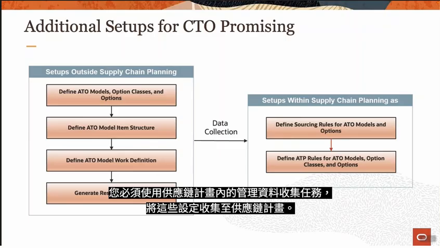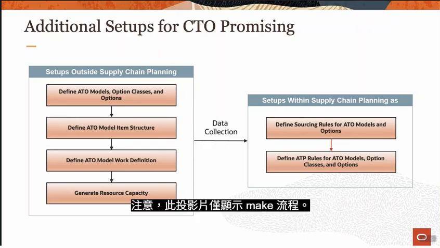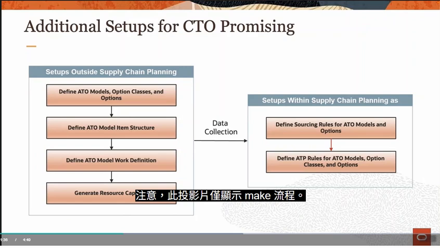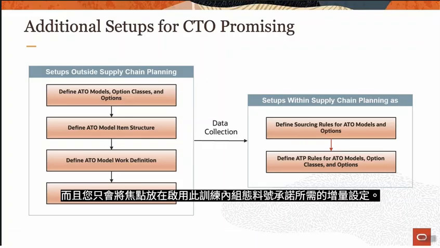You must also perform additional setups within global order promising to enable order promising. As a note, this slide shows the make flow only, and you focus only on incremental setups required to enable the promising of configured items within this training.